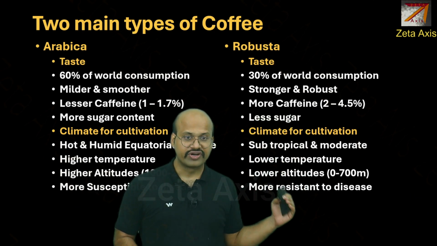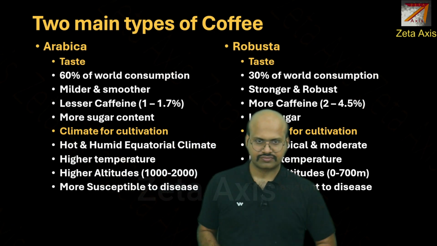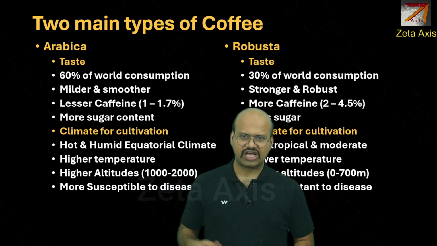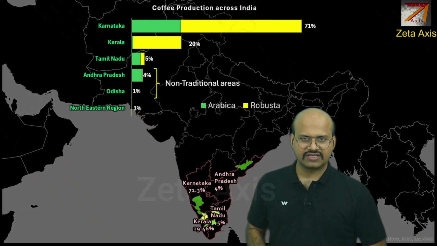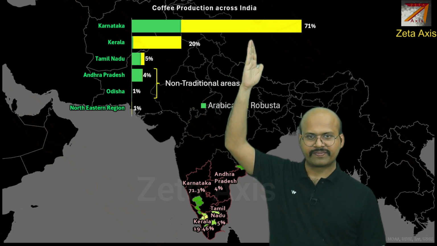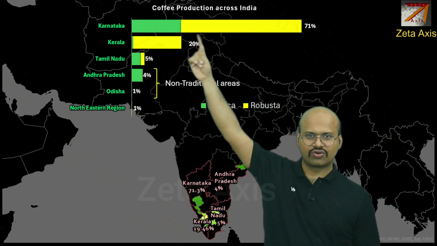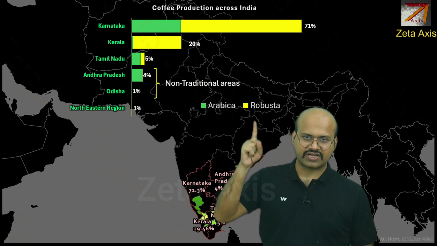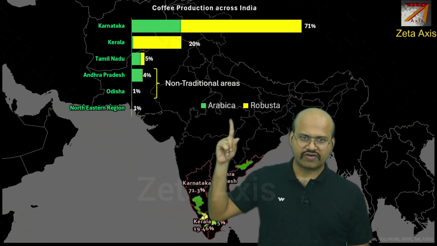This is more resistant to disease. Even in our southern India, a lot of Arabica plants are grown. If we see the production, then we can see the regions which produce Arabica and Robusta coffee. We can see that Karnataka, which is the leading producer of coffee in India, there this yellow color indicates the proportion of Robusta and the green color indicates the proportion of Arabica.